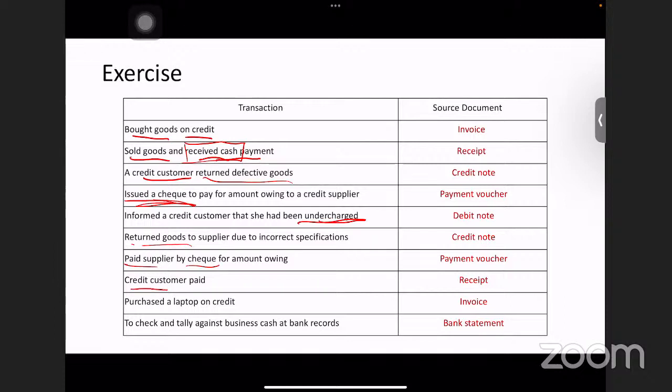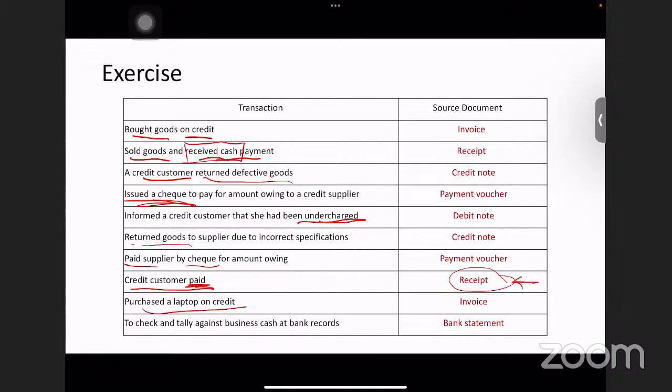Next one, credit customer paid. My answer is receipt. Why? Customer pay means I receive money, right? Everything here has to be from your business point of view, the accounting entity theory, am I right? Customer pays to me means business receives money. Therefore, it's a receipt. This one is quite tricky, so take note. Customer pays to me means I receive money. So therefore, here is a receipt. Receive money, receipt.